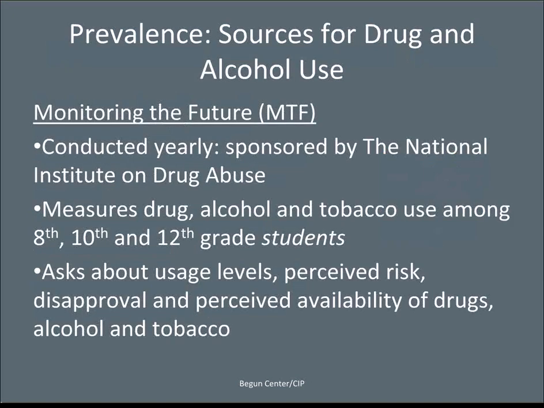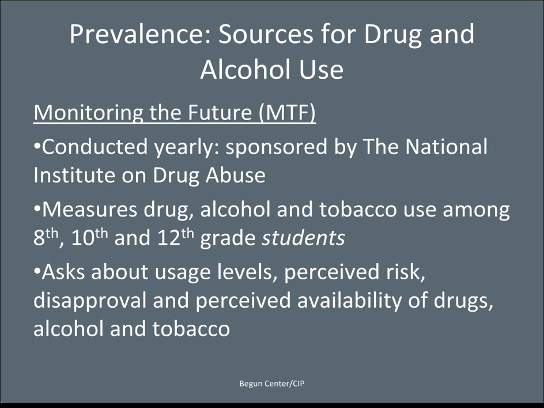When we take a look at the prevalence here, there are three really big sources that we draw quite a bit of our information from. The first one that I want to mention here is Monitoring the Future study, usually abbreviated the MTF. It is conducted yearly, sponsored by the National Institute on Drug Abuse. It measures drug, alcohol, and tobacco use among 8th, 10th, and 12th grade students. Students is italicized there to point out that it is students.